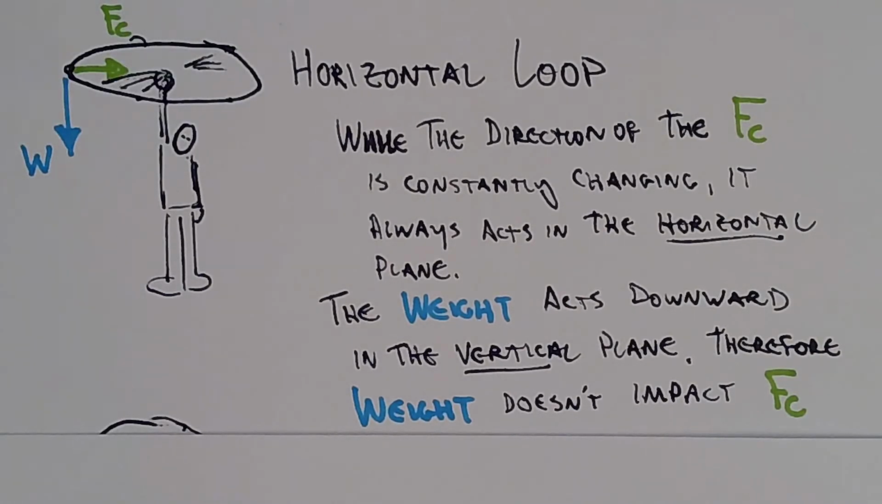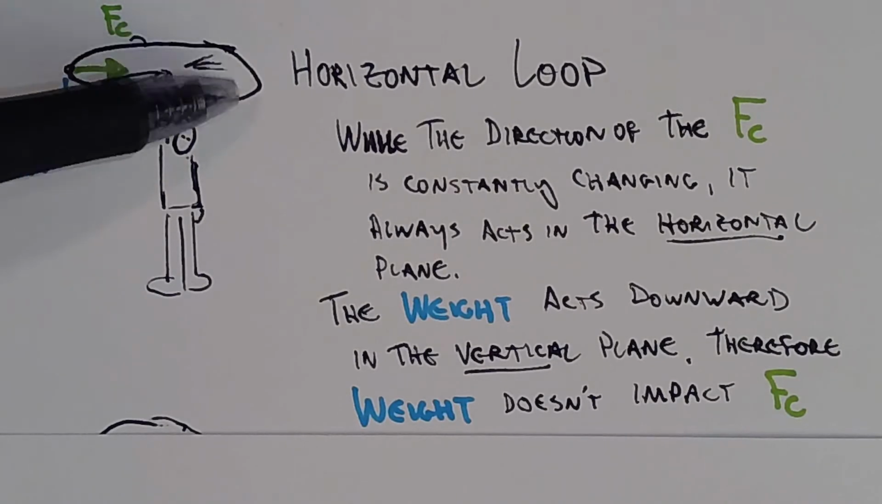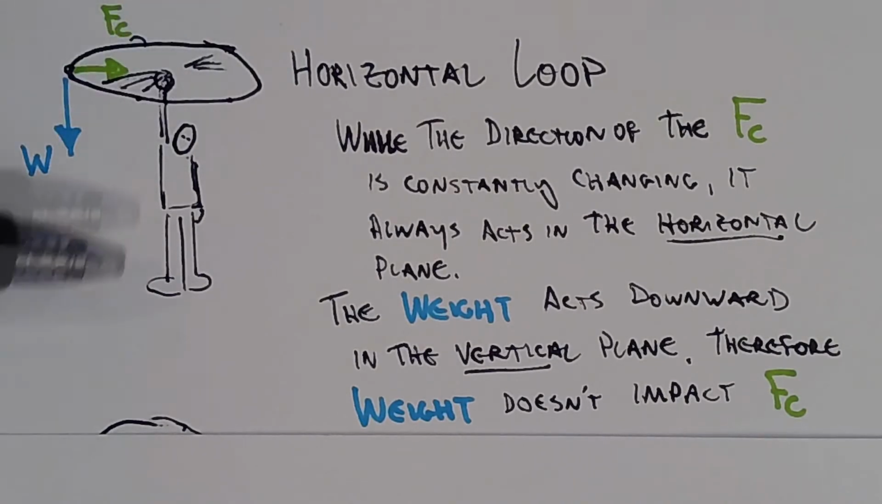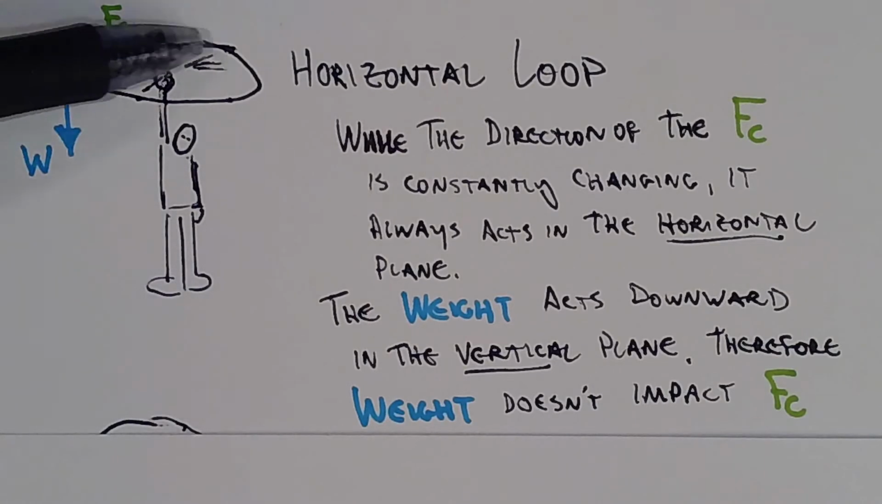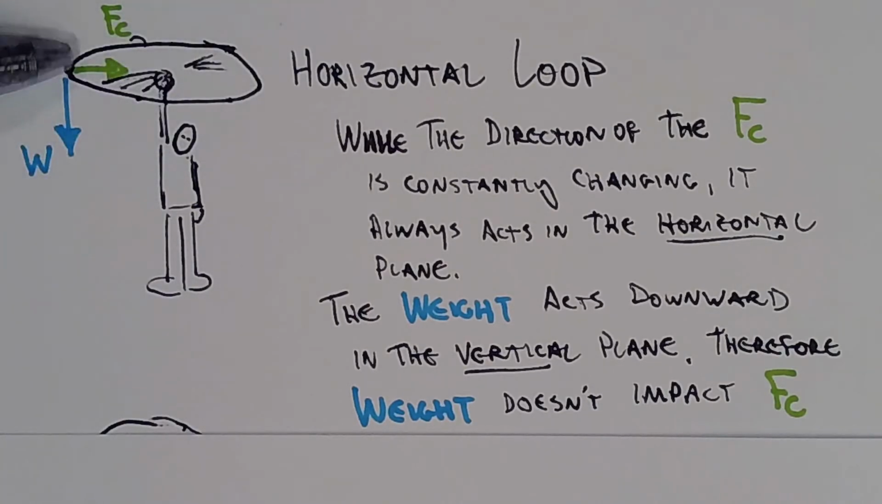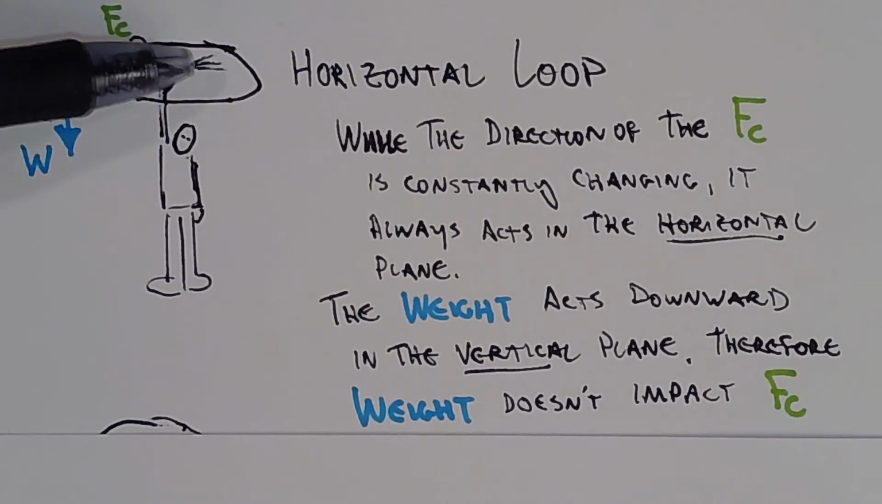And as you may recall from your study of forces, in order to influence the motion of an object, the force needs to be acting in the same direction as the intended acceleration. So a vertical force cannot impact a horizontal acceleration. So the weight doesn't come into play, so it's a nice uniform force given all other things considered equal.